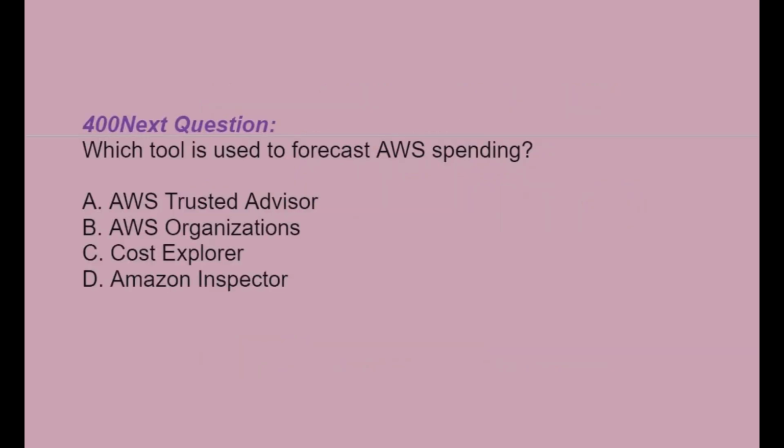Question is, which tool is used to forecast AWS spending? Option A, AWS Trusted Advisor. Option B, AWS Organizations. Option C, Cost Explorer. Option D, Amazon Inspector. Correct answer is option C.